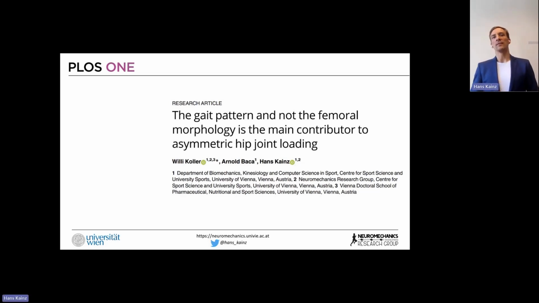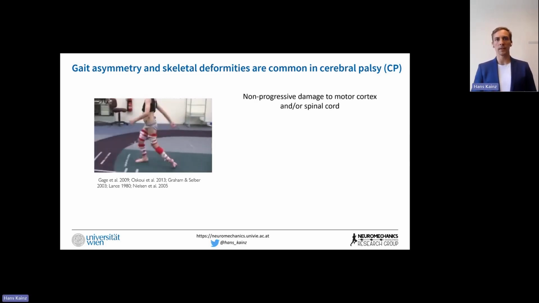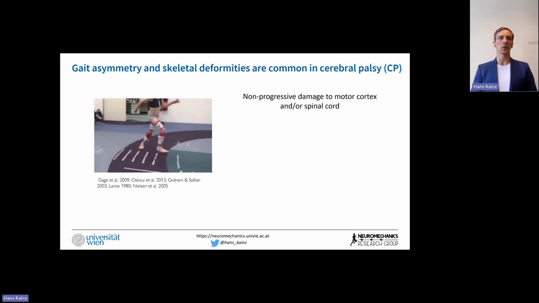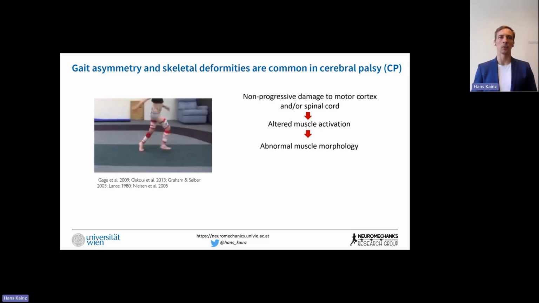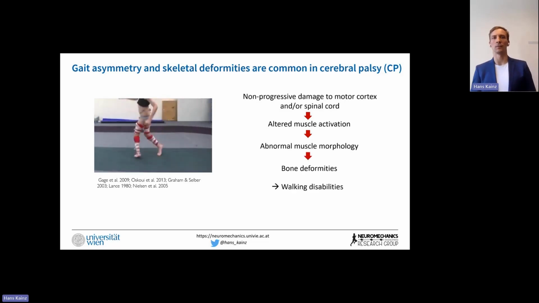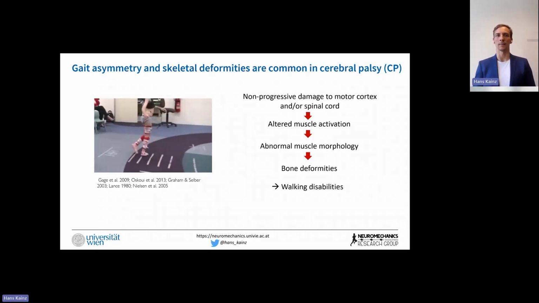In this next study, we wanted to investigate if either the femoral morphology, so the neck shaft and anteversion angle, or the subject-specific gait pattern has a bigger impact on joint loads in children with CP. Probably most of you know cerebral palsy, CP. It's caused by non-progressive damage to the motor cortex and/or spinal cord. This can lead to altered muscle activation, muscle morphology, and then in the long run to bony deformities. And all this leads to walking disabilities, as we can see here in this video.